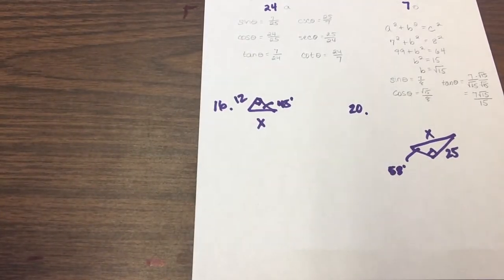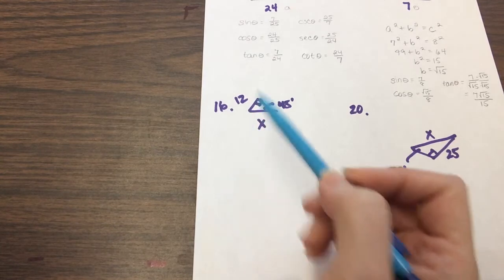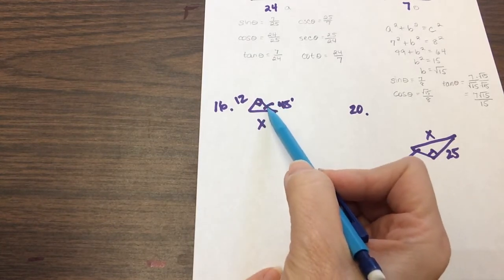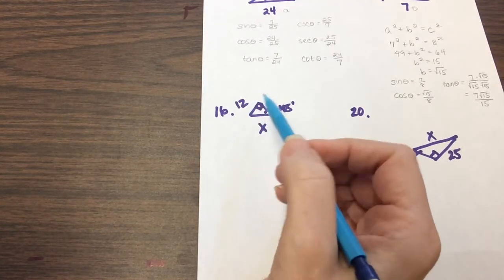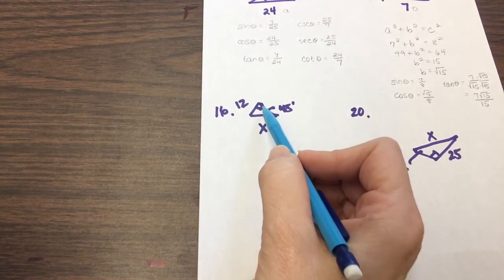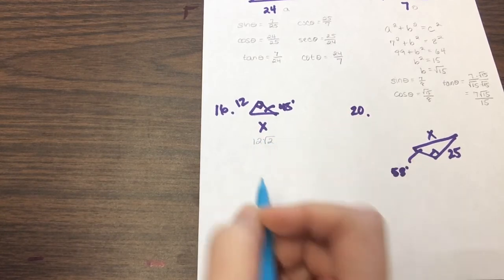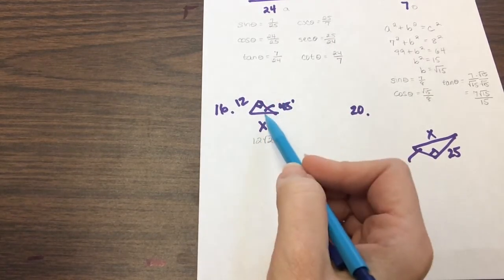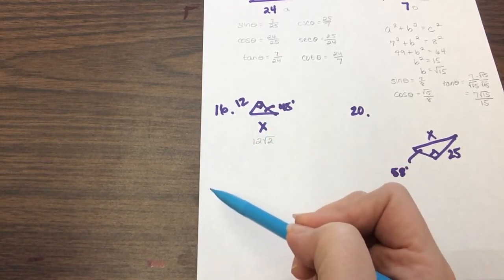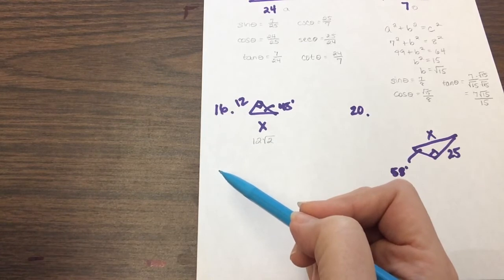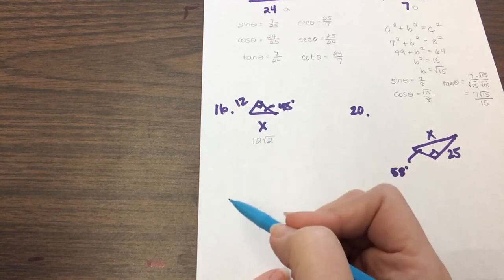Now, I could do this in two ways. If you remember special right triangles, and you recognize that this is a 45, 45, 90 triangle, then you should also remember that the hypotenuse is one of those sides times the square root of 2. So I could look at this triangle pretty easily and just go, well, this is 12 times the square root of 2. If you do not remember that, then you're going to need to use your trig ratios in order to find this side x.